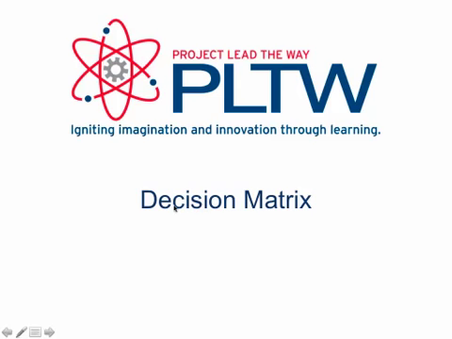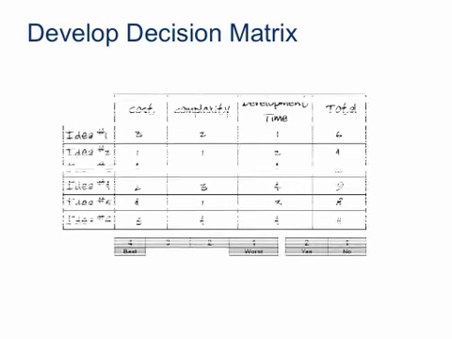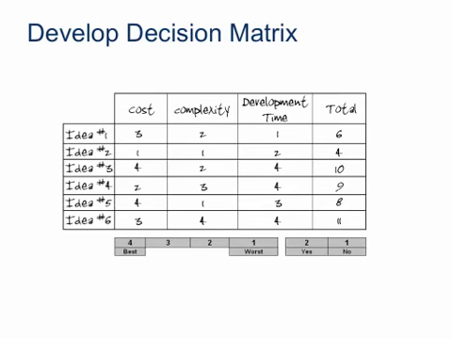All right, so we're going to talk about decision matrix, and some of you guys have already done this, so this should be pretty easy if you've gone through this. But a decision matrix is simply a way of evaluating your ideas and coming up with a solution, or which one is the best solution.